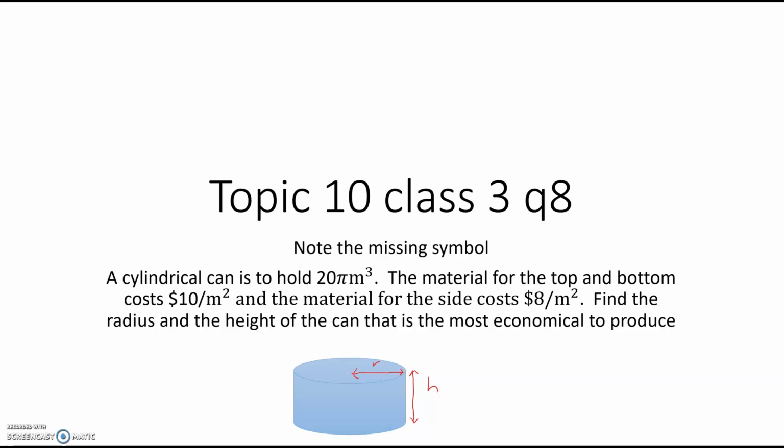Right, what we have is a cylindrical can, and we need it to hold 20 pi cubic meters. The material for the top and the bottom costs $10 per meter squared, and the material on the sides, that's around the curvy bits, costs $8 per meter squared. And your question is to find the radius and the height of the can that is the cheapest to produce.